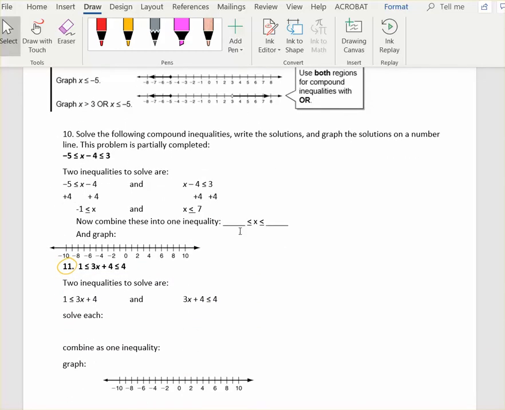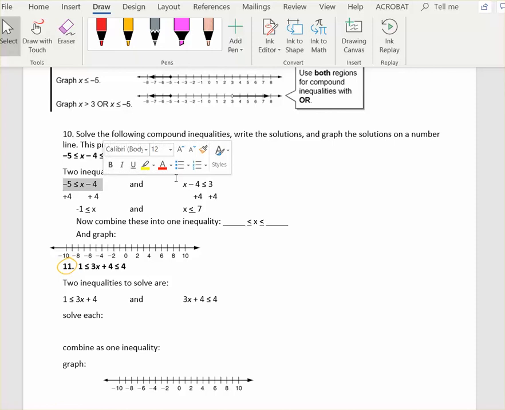So we're going to look at number 10, which is mostly solved for you. So in 10, this is the inequality. We're starting with the compound one. I already wrote that as -5 is less than or equal to x minus 4, and x minus 4 is less than or equal to 3. And I started solving those.